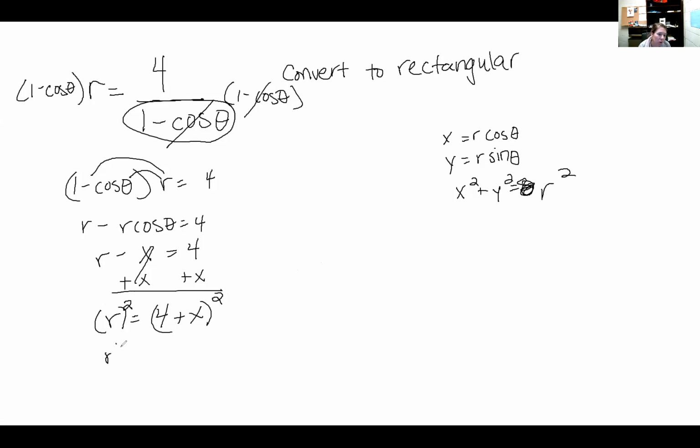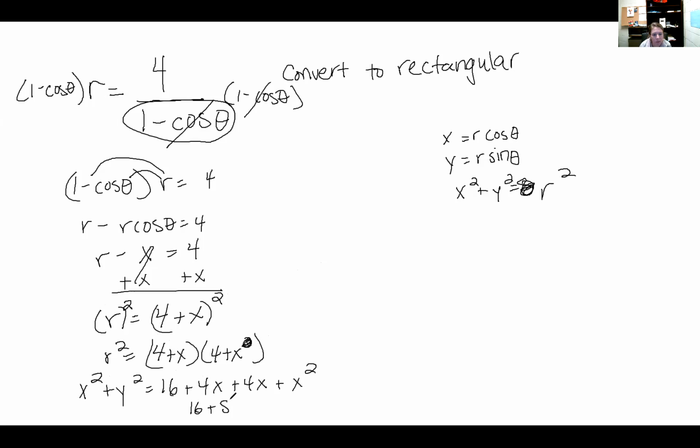And so now you're left with r squared equals 4 plus x times 4 plus x. And then I know that r squared is the same thing as x squared plus y squared. And we can FOIL this. That's 16 plus 4x plus 4x plus x squared. And that's 16 plus 8x plus x squared equals this side.